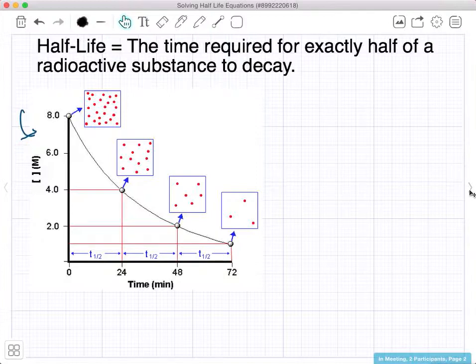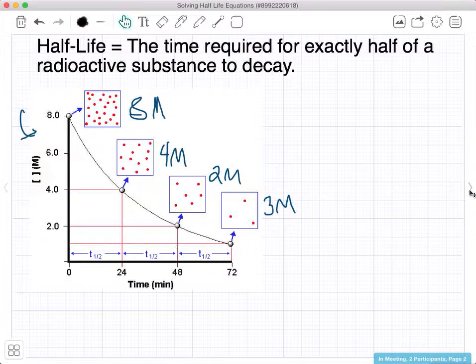That means that very initially, before any decay has happened, we have an 8 molar substance, and then after one half-life we're down to 4 molar. After another 24 minutes have passed in the second half-life, we would be at 2 molar, and after 72 minutes and 3 half-lives have passed, we would be at 1 molar.